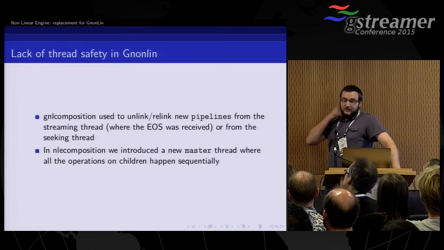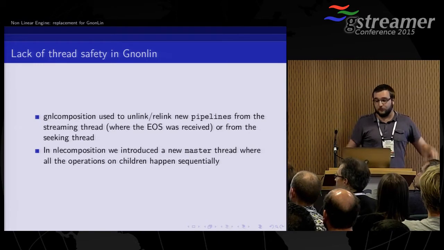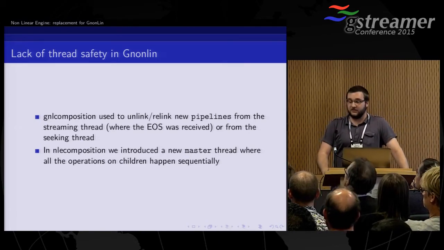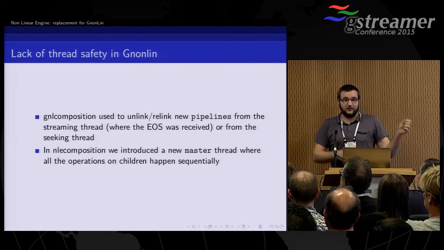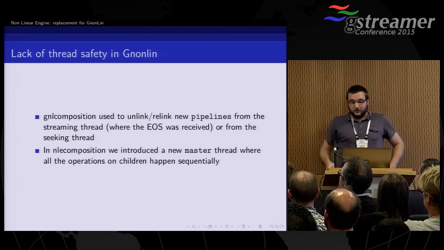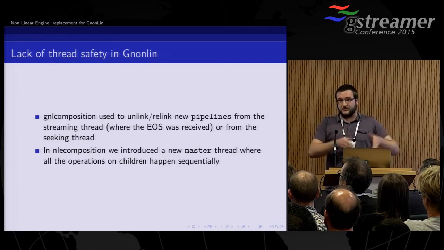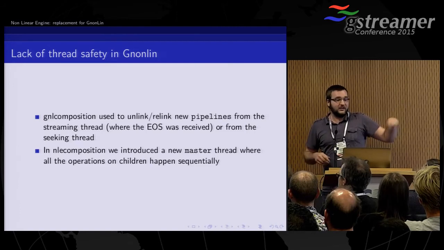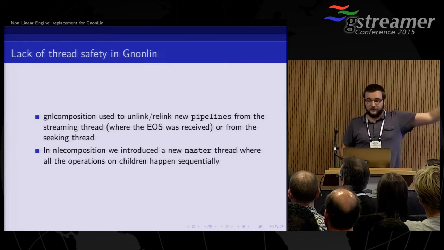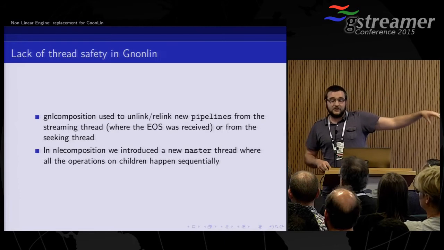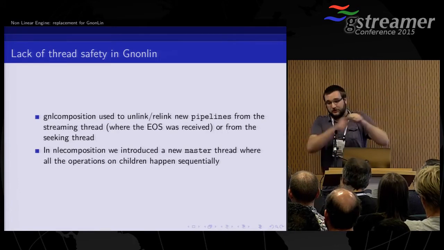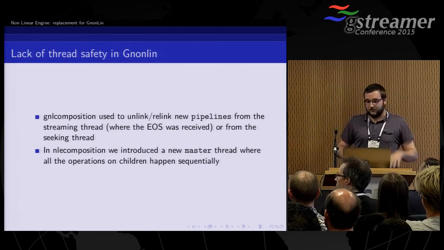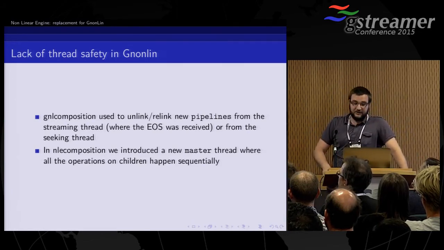So we introduced in NLE a new thread, which is actually responsible for applying the actions of changing the pipeline and linking, etc. So it is very sequential. We have a queue of actions to be executed, and when we get the EOS, for example, we will put the action on the stack of actions, and when it's time, it will just go and relink the pipeline, rebuild the pipeline. So it's all sequential, and it avoids many deadlocks.